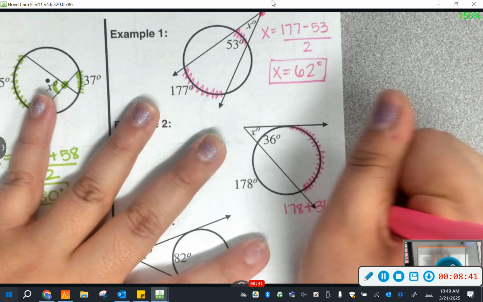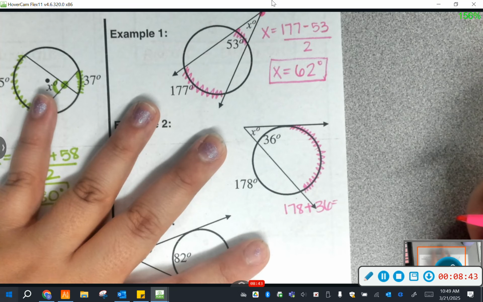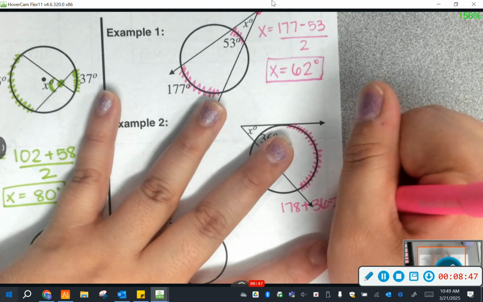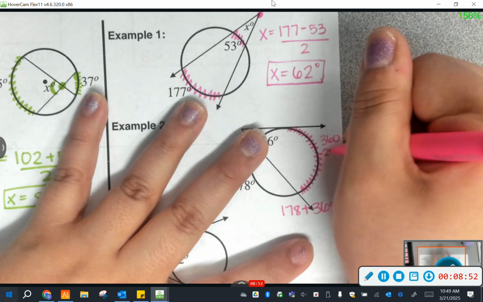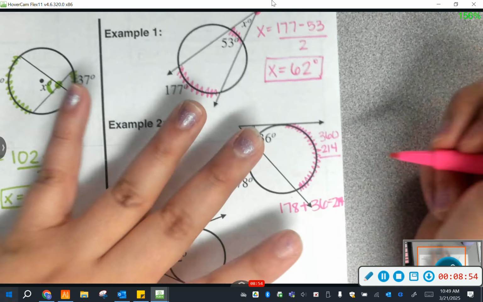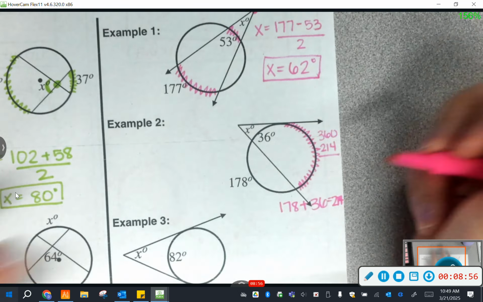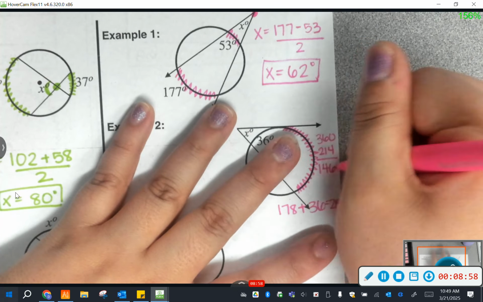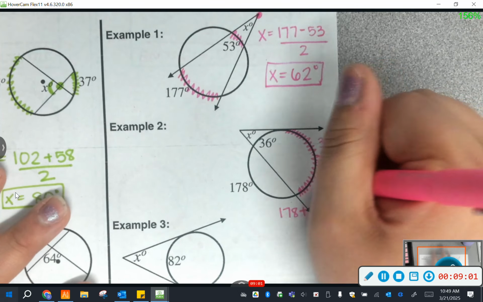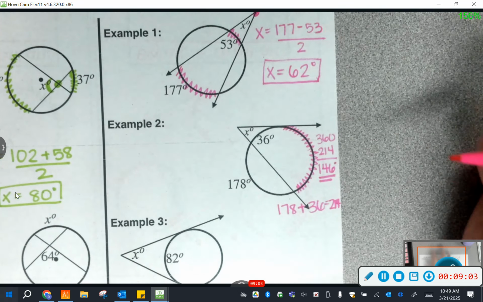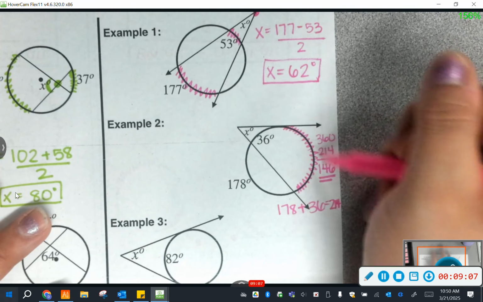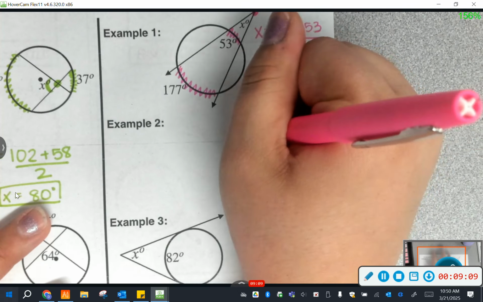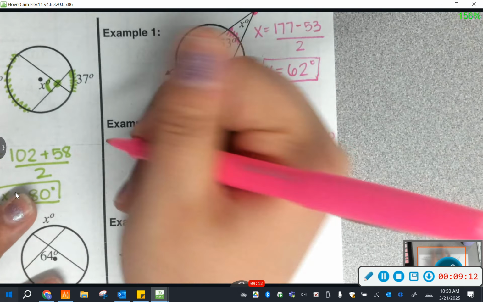178 plus 36 is, what y'all get? 214? And then what did you do? Subtract it from 360. What is 360 minus 214? 146. And a lot of y'all are going to feel like, oh, that's my answer, I'm done. I just did all that work. But that just gives me my big arc. What am I trying to find here? The angle outside.